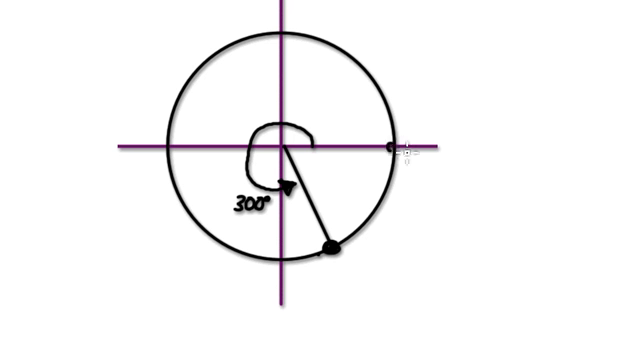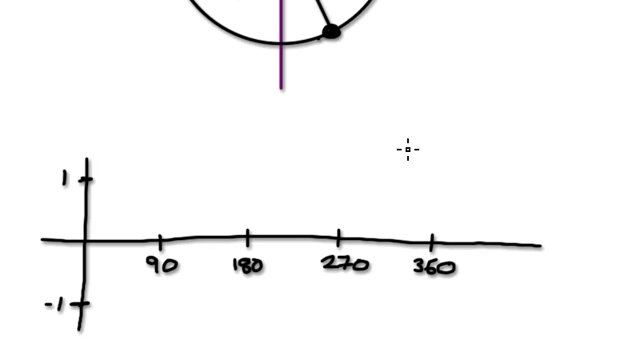So when the angle is 0 here, the sine will be 0. Remember that the height represents sine, and when the angle is 0, the height is 0. So sine of x always starts at the origin here. When it's at 90 degrees, the height will be 1. At 180, it's 0. At 270 it will be negative 1, and back to 0 here. So your sine graph will look something like this.